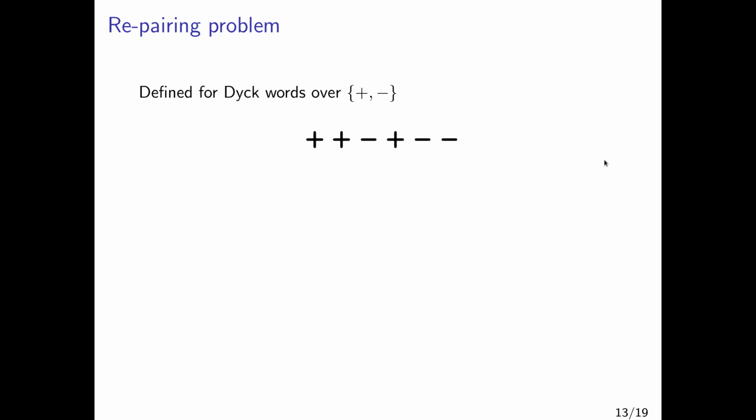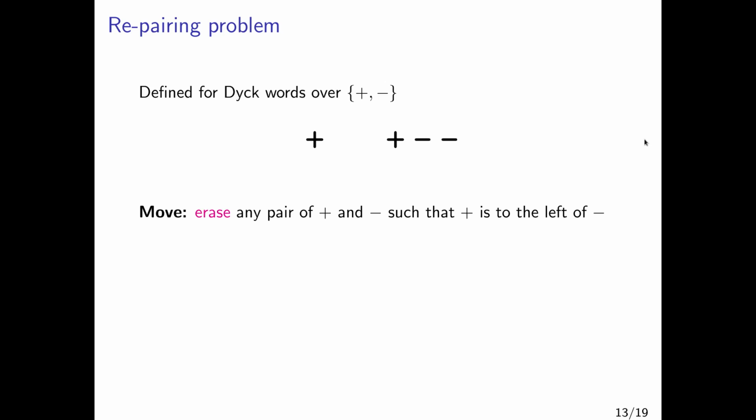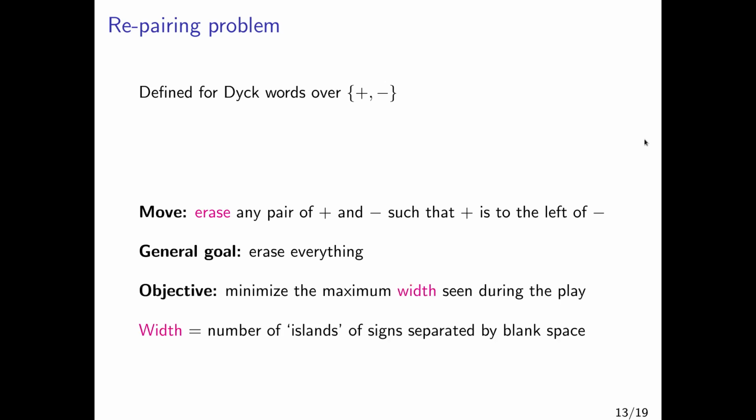So now let's define the following one-player game. In a move, I can erase any pair of plus and minus such that the plus is to the left of the minus. For example, I can remove this pair, and then this, and then this pair, and the goal is to erase everything. Okay, now I've reached my goal, but I can do this in multiple ways, so I can define the cost of a play. The objective is to minimize the width, and the width is the number of islands of signs separated by blank space.